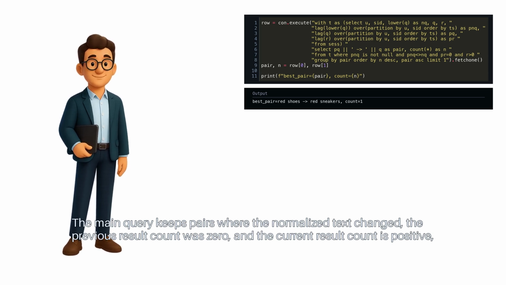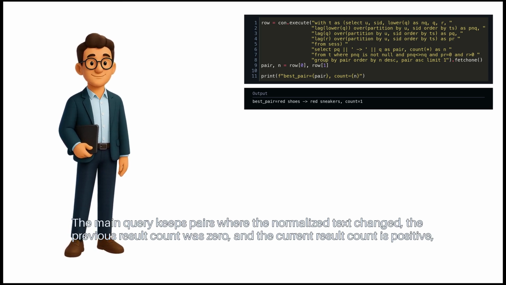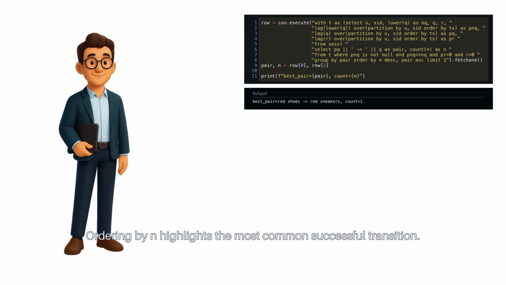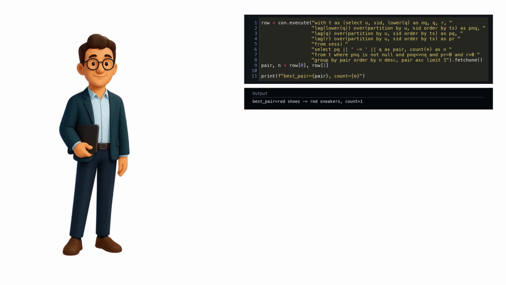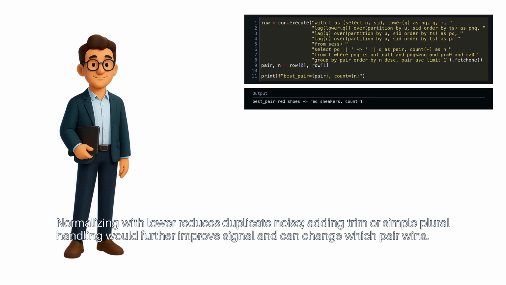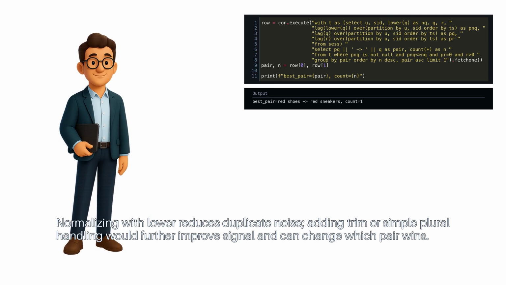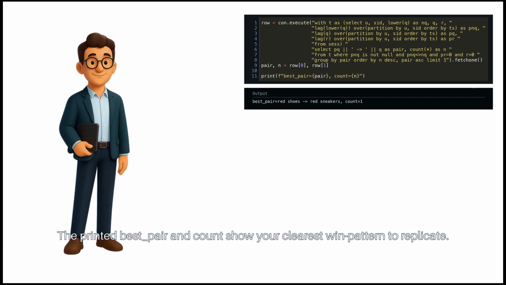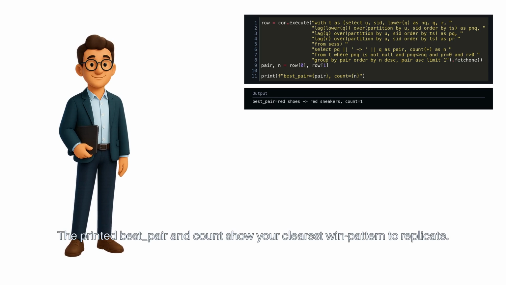The previous result count was 0, and the current result count is positive. Then it groups to count occurrences. Ordering by n highlights the most common successful transition. Normalizing with lower reduces duplicate noise. Adding trim or simple plural handling would further improve signal and can change which pair wins. The printed best pair and count show your clearest win pattern to replicate.